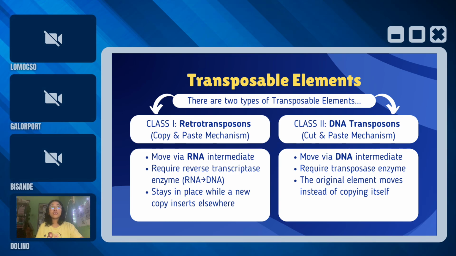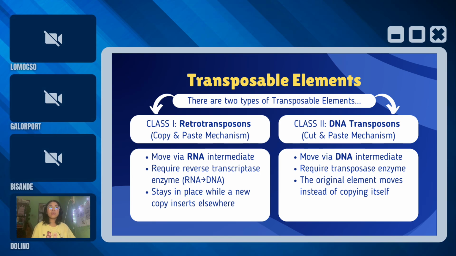Class 1 is the retrotransposons. Take note, transposable elements are also called transposons. Retro, in general, means imitative or following the style of the past. That is why its copy and paste mechanism is very justifiable. So let me run this through. Retrotransposons move via RNA intermediate, require reverse transcriptase enzyme from RNA to DNA, and stay in place while a new copy inserts elsewhere. It's the same as when we press Control C on our documents. The original stays and we paste in another place.